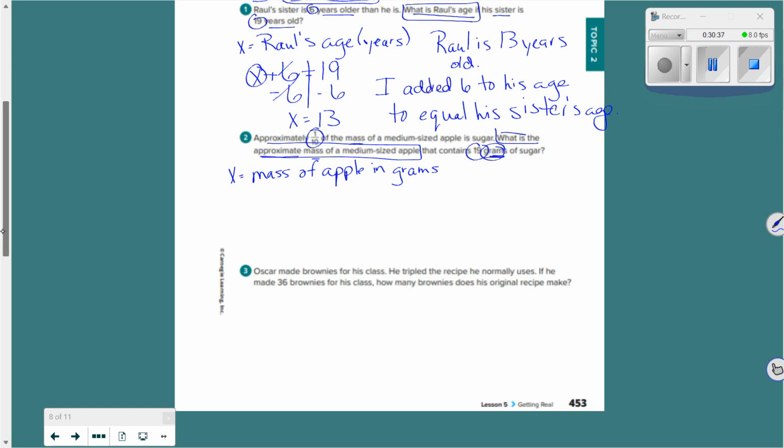Now we can start building the equation based on the information they gave us. It said it's 1/10 of the mass. What does of mean? What operation is that?